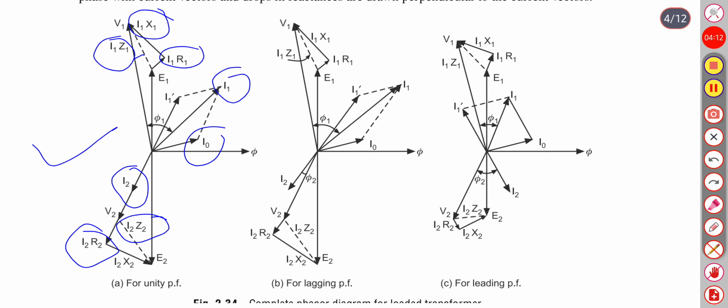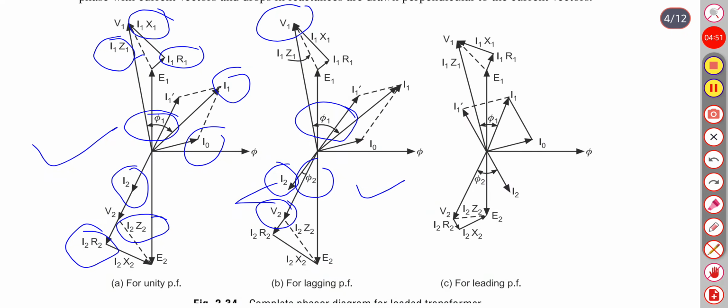For lagging power factor, this is V1 and this is V2, and there will be some angle difference between V2 and I2, and it is phi 2. Similarly, there will be the same angle difference as in case of unity power factor, phi 1. Here I1 and V1 also have the same power factor.